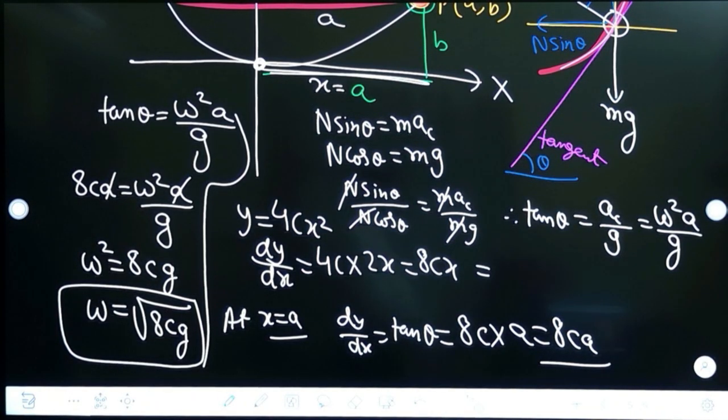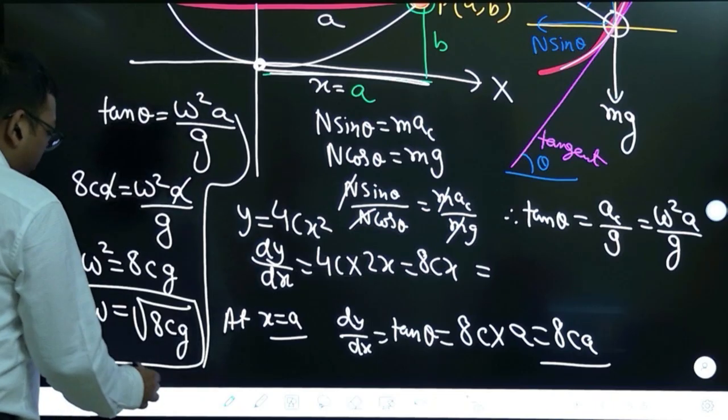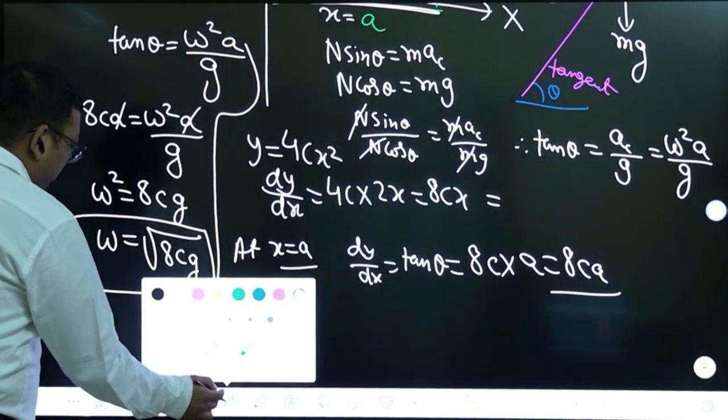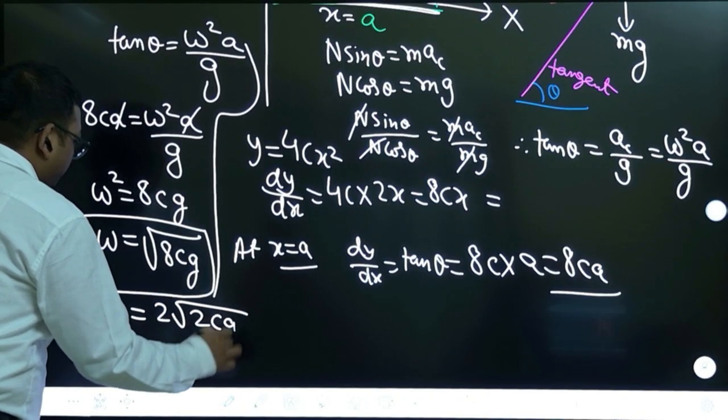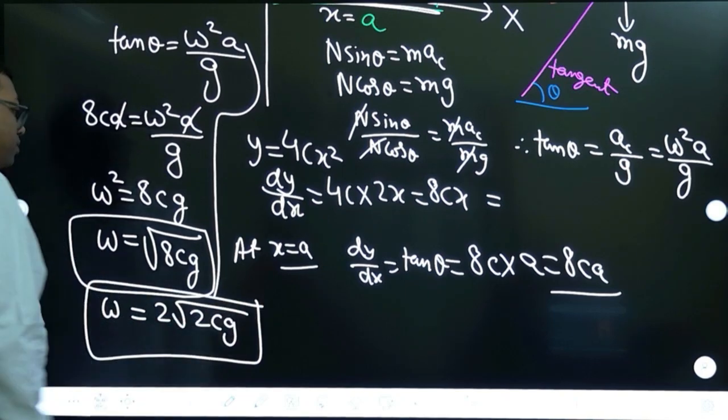So it was not difficult. tan theta is dy by dx, the slope. And root under 8 means root 2 will come, 2 will come outside. If you match with the options, take it outside: 2 root under 2cg. That is the answer.